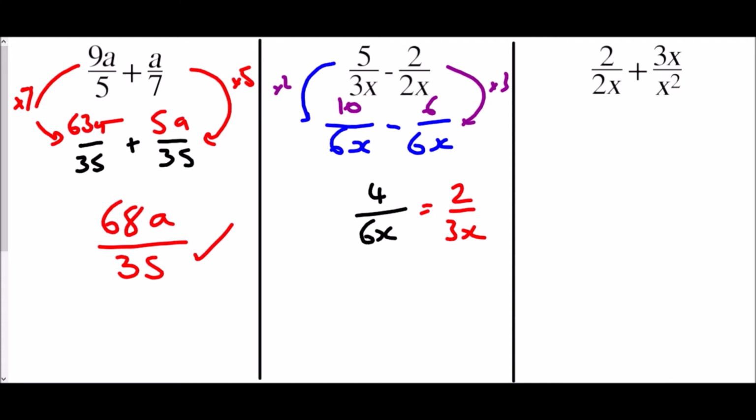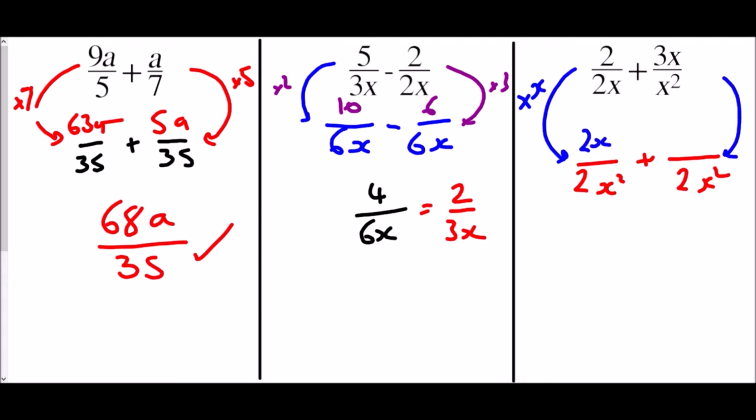And finally, 2 over 2x plus 3x over x squared. Well, I need to find a common denominator here. Now, how would I do that? Well, the common denominator, if I want to get it, I'm going to have x squared in each. And it's going to have 2 in there. So I'll use 2x squared. What have I done to the first fraction to make the denominator 2x squared? Well, that has been multiplied by x. And so I'm going to have 2x. What did I do to the right hand side? Well, I multiplied that by 2, and so at the top I'm going to have 6x.